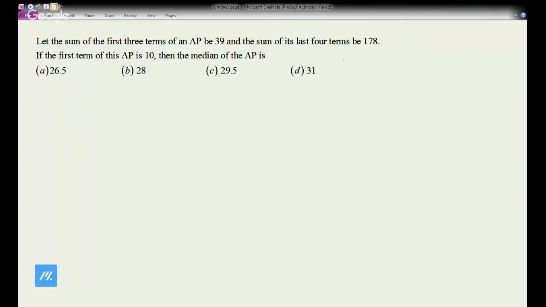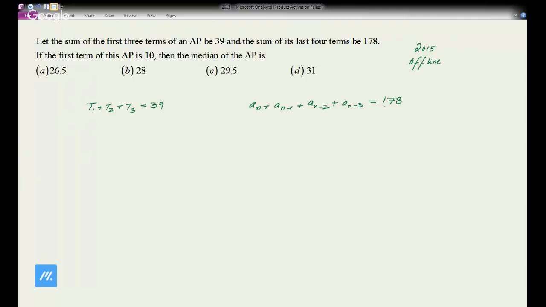Okay, next problem, this question is again 2015 offline. Okay guys, so let's sum up. First three terms of the AP, T1 plus T2 plus T3 is given to be 39. Sum of the last four terms, I don't know that yet, so see how I have written it this way. We will need the last four terms.